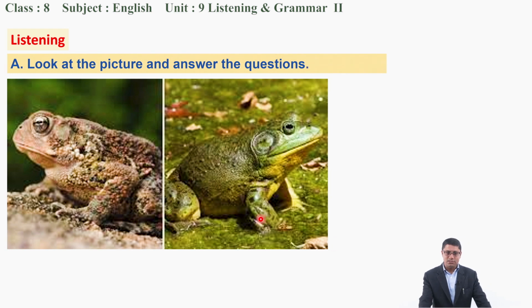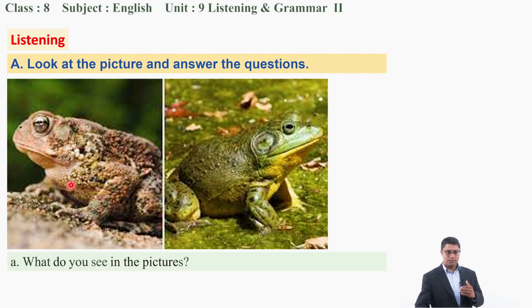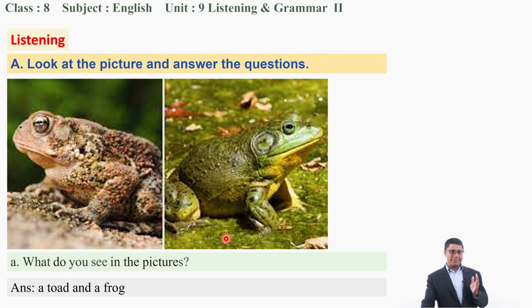You can see the picture here. You can see two creatures here. Do you know the names of them? Can you say? Okay, there is a question also. What do you see in the picture? Right, you said the first one is a toad and the second one is a frog. That's good. A toad and a frog.